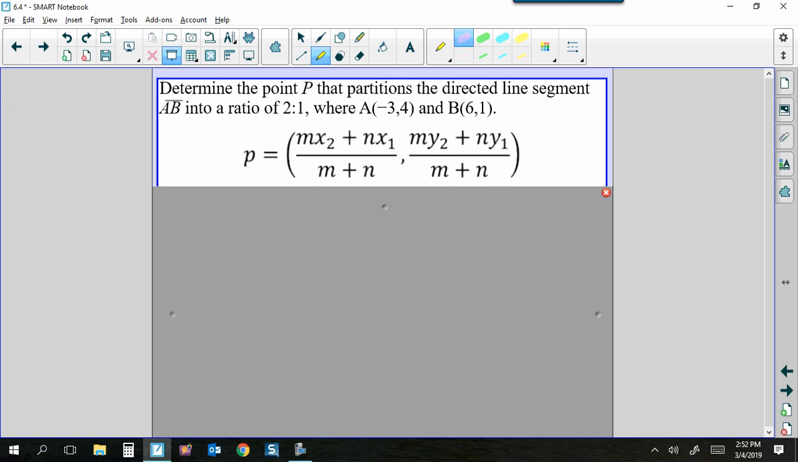So the first thing I'm noticing is my ratio. My first letter is 2. MN, it goes alphabetical, so it's always going to be given to you in that MN order. So wherever you see M, which are in these 4 places, you can go ahead and plug in a 2 there.